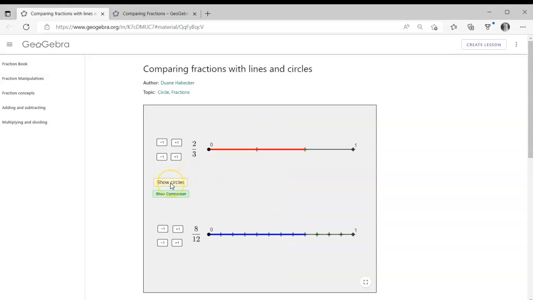We can also look at it in terms of a line. The amount shaded between 0 and 1 is the same for 2/3 as it is for 8/12. So those two fractions are considered to be equivalent.